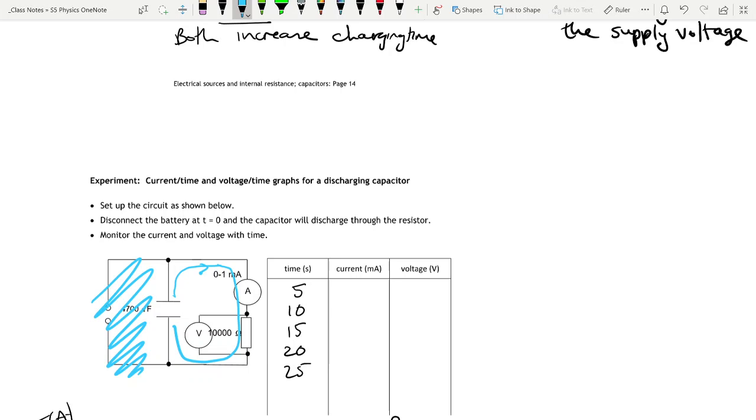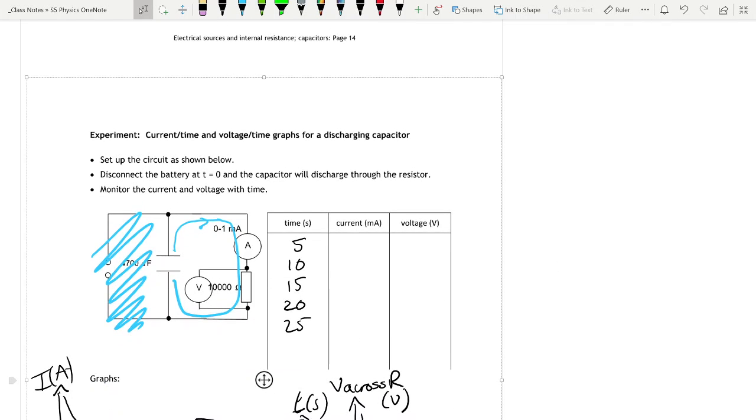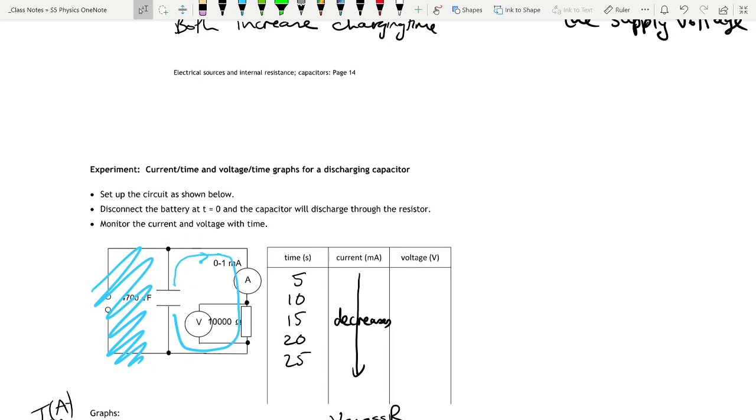It starts off with quite a high current because the capacitor has a high amount of charge across it, but as it releases its charge, as it discharges, the current gets smaller and smaller until the capacitor has no more charge left on it. So if we measure the current flowing through that circuit, we will notice that the current starts off high but gets smaller as time goes on. So the current will decrease as time goes on.